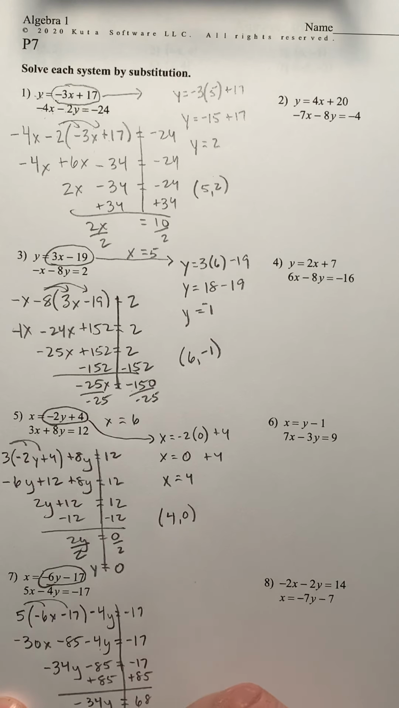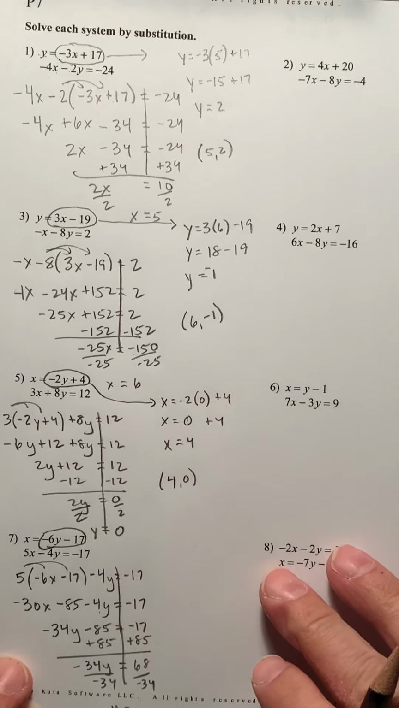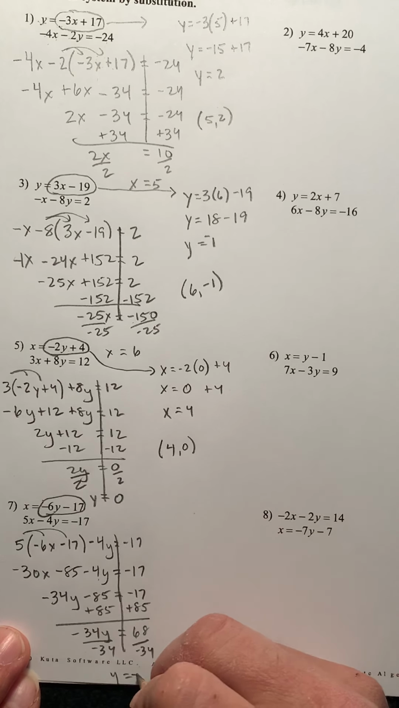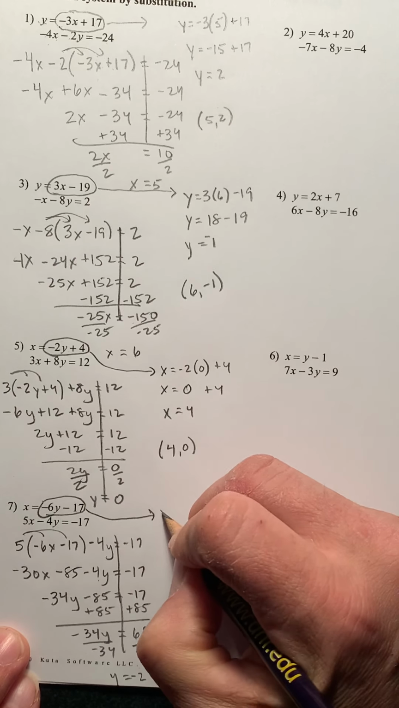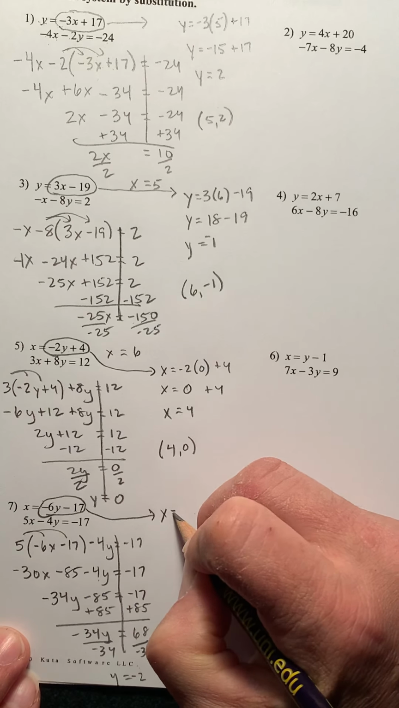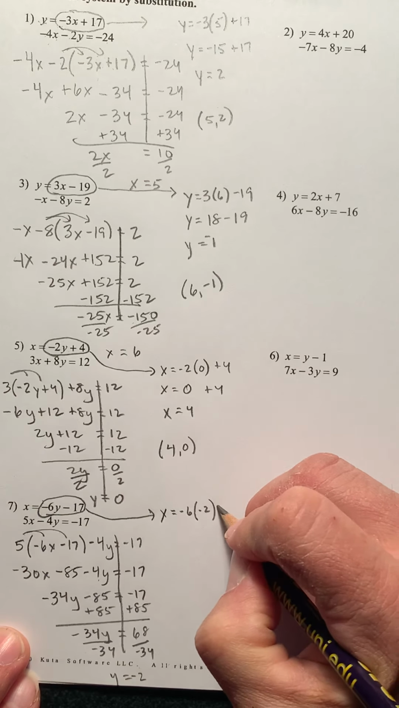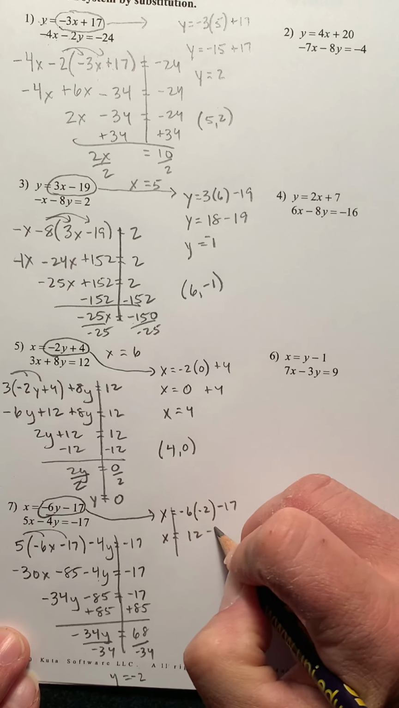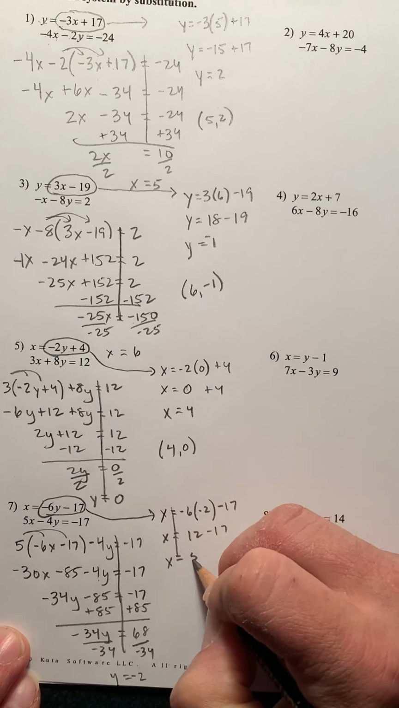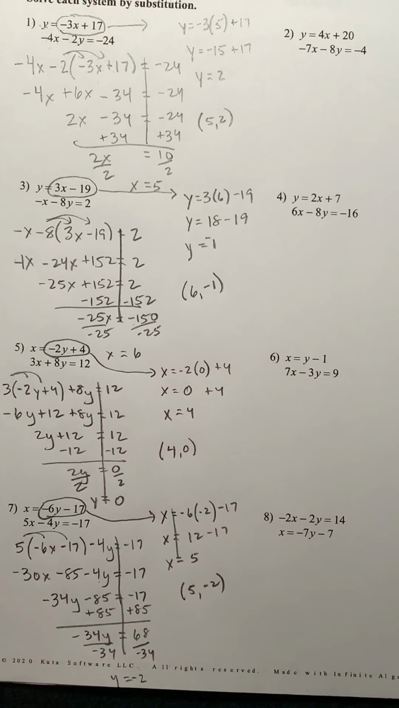We divide by negative 34. And of course we get y is equal to negative 2. Plugging that number into the original equation, x is equal to negative 6 times negative 2 minus 17. x is equal to 12 minus 17, so x is equal to negative 5. x goes first, y goes second.